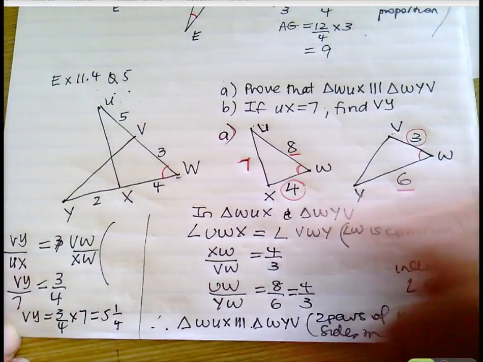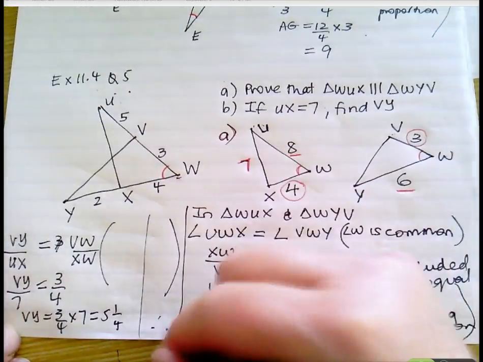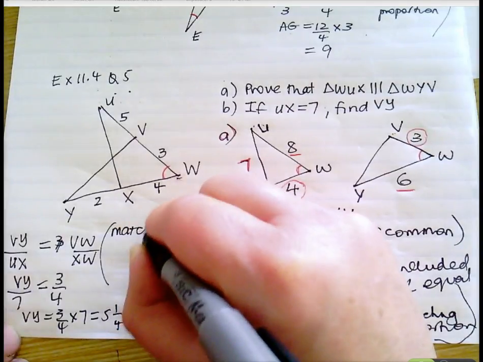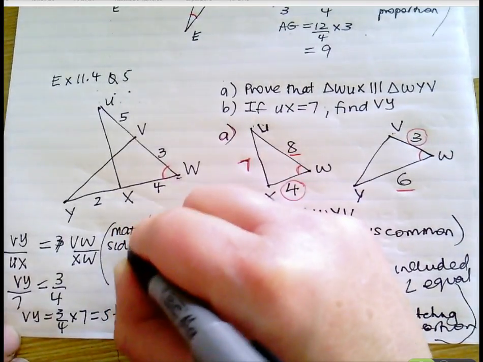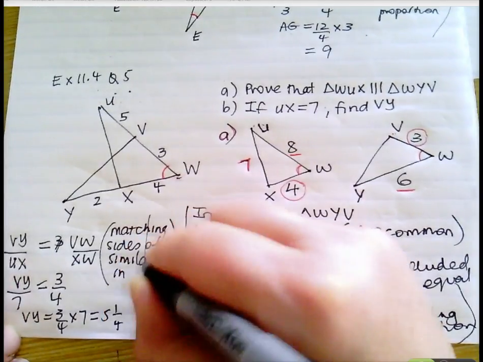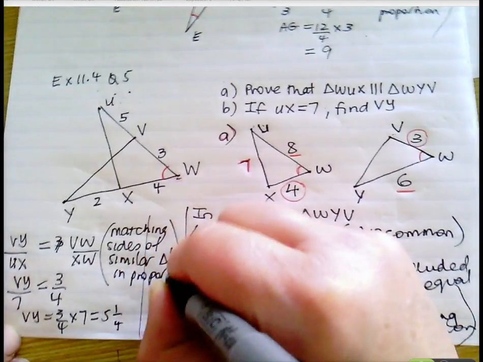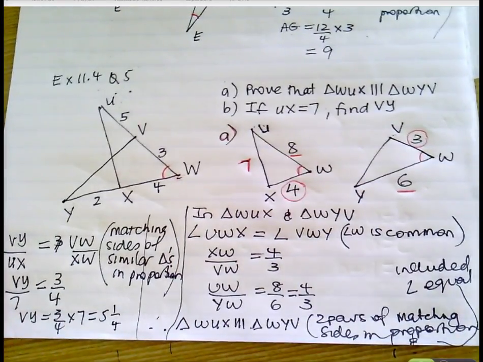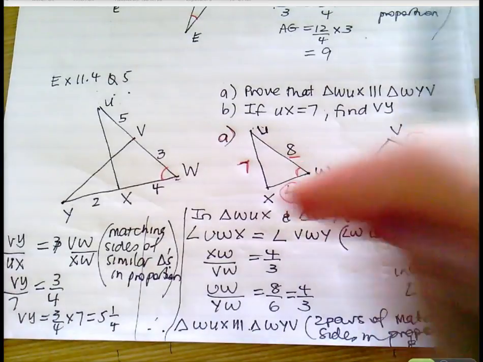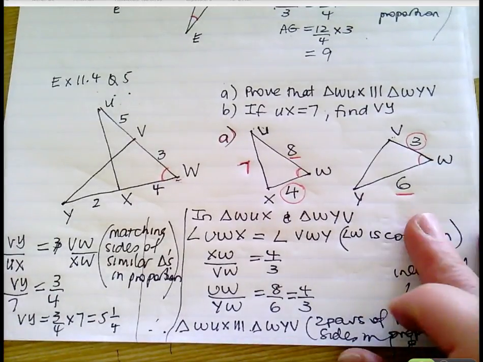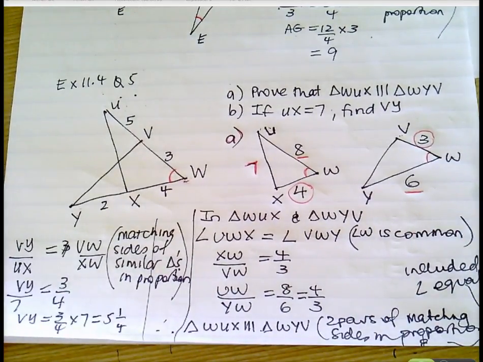Yeah. So the reason is, why am I making this statement here? Matching sides of similar triangles in the same ratio or in proportion. Okay? So I went that over that equals that over that. Reason, matching sides of similar triangles in proportion. Did the substitution and worked out the VY. Ladies, shh.